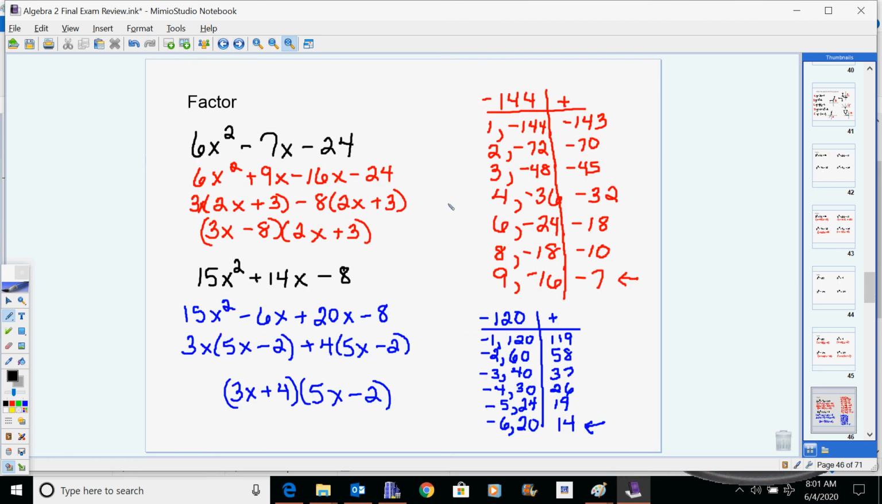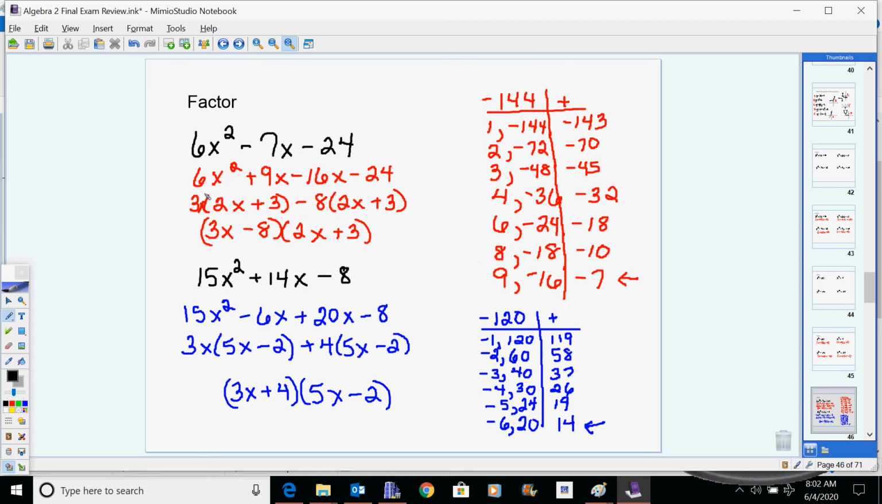All right, on here, 6 and 24, because there's not a 1 here, it's a little more complicated. You have to multiply these two together. Then look for the factors that add up to the middle number. You find that when you get to 9 and negative 16. It's not as simple from here just writing in the answer. You have to break up this middle piece.